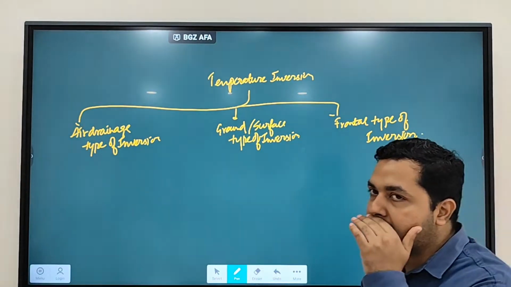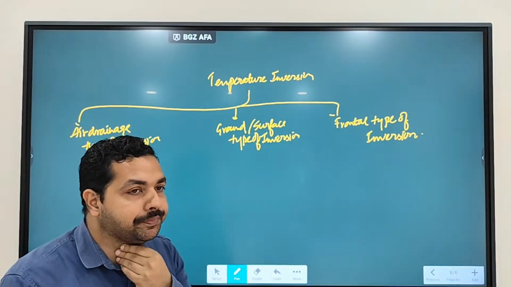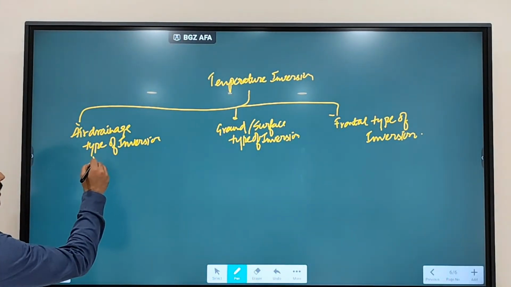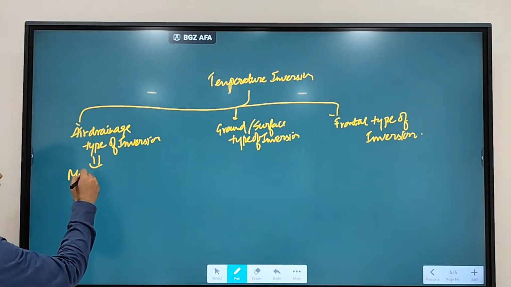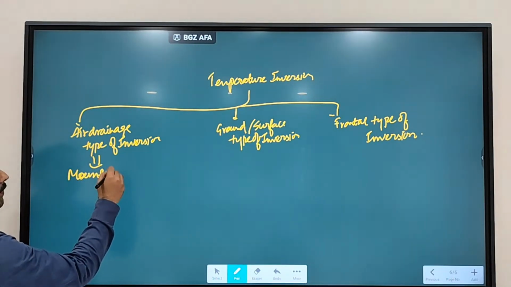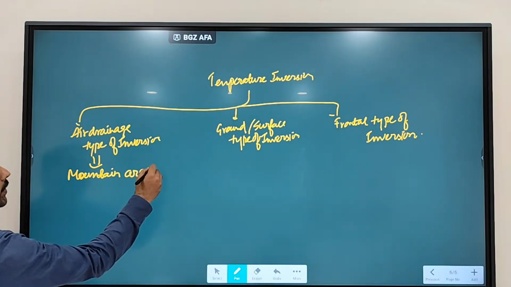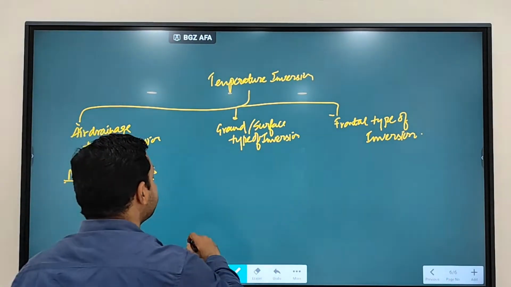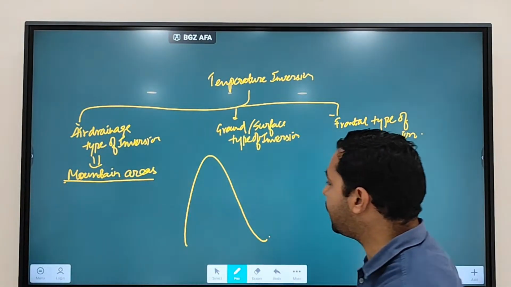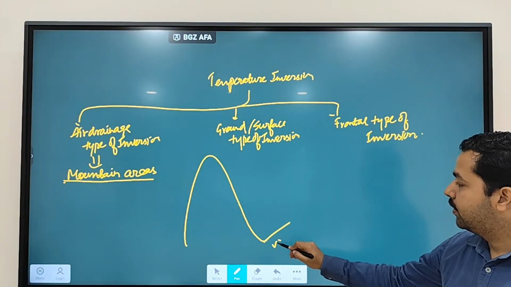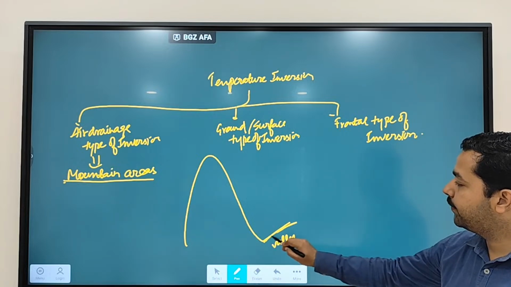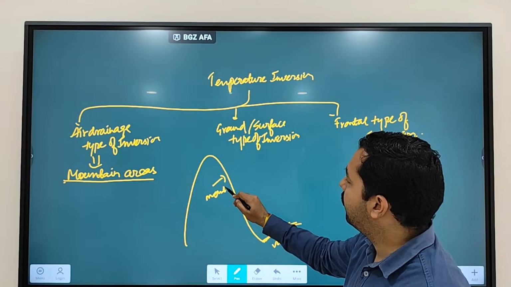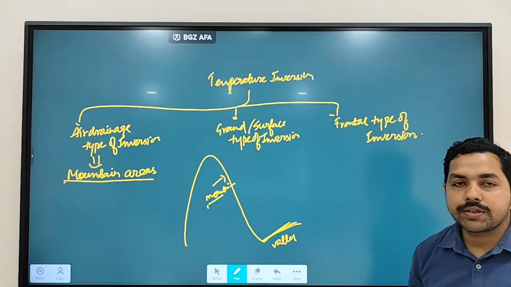Fine. When do you see air drainage type of temperature inversion? This generally is found in mountain areas. Just now we discussed mountain breeze and valley breeze. So let's say this is a valley region, and this is a mountain region.